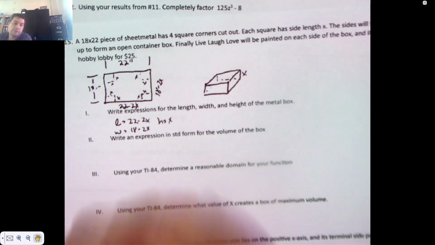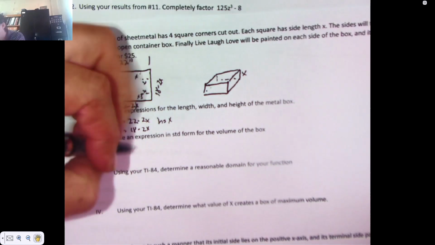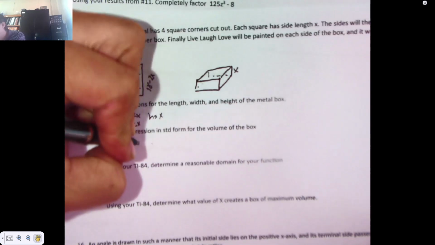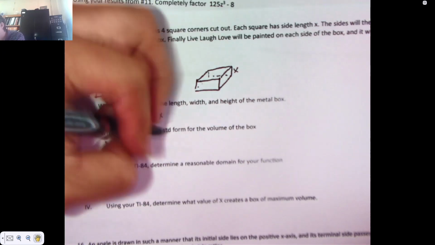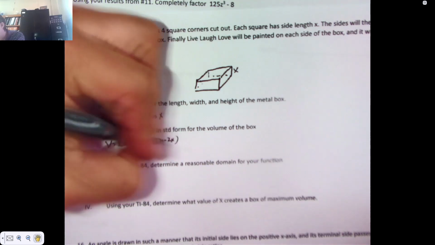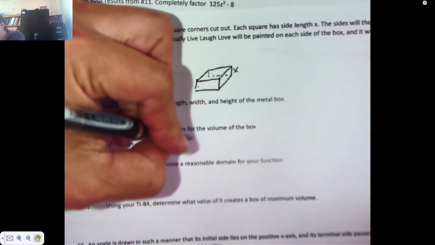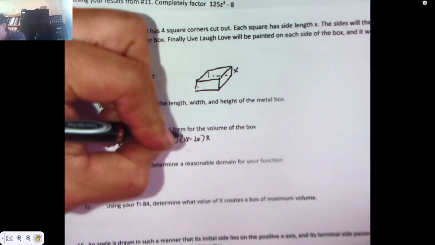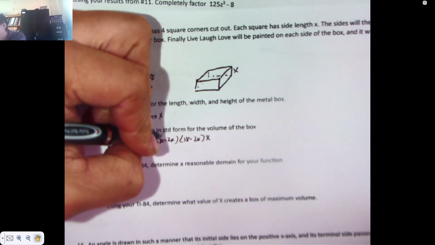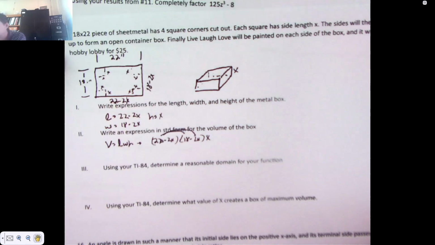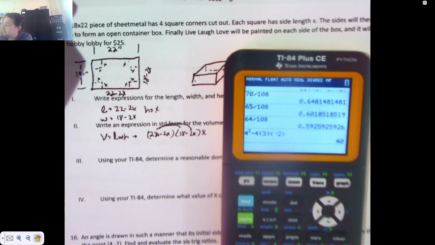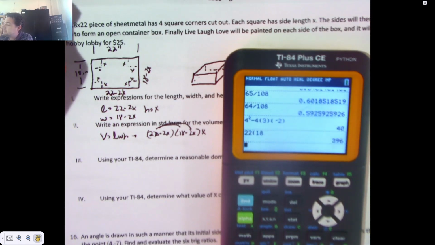Part 2, write an expression in standard form for the volume of the box. So volume is length times width times height. So plugging in, I would have 22 minus 2x times 18 minus 2x, and then I'd have the x. It doesn't really matter what order you use here. We're going to invoke the distributive property. I'm going to distribute the 22 to both pieces. I don't want to do 22 times 18 in my head.